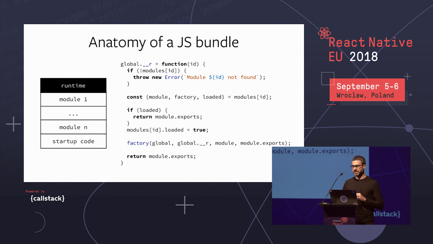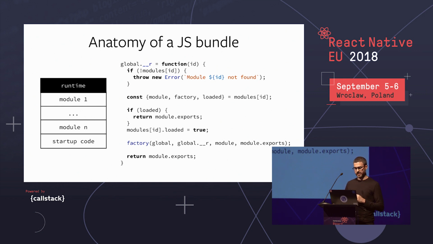This function has a single parameter, which is the module ID. The first thing that it does, it checks if that module has been already registered in the bundle. In case that it hasn't, it will throw an error. Then it checks if the module has been already evaluated. If so, it will return its cached exported value. This is to not evaluate modules more than once, as the standard mandates, even if they are required multiple times. Then we evaluate the module.